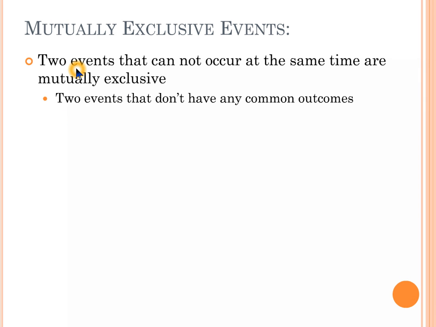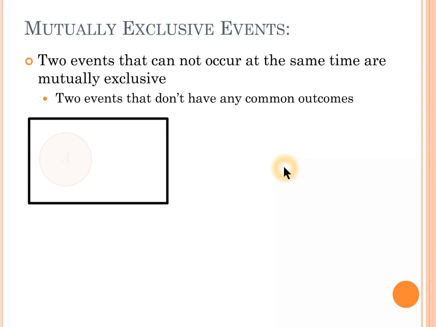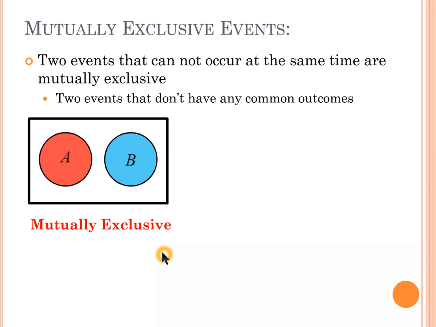Another way of looking at mutually exclusive is that the two events don't have any common outcomes. All right, so let's take a look at this. In my Venn diagram here, the red circle will represent event A, and the blue circle will represent event B. This is considered mutually exclusive because everything in A is not a part of B. So A and B, they're not touching each other, so they have nothing in common. So this is considered mutually exclusive.